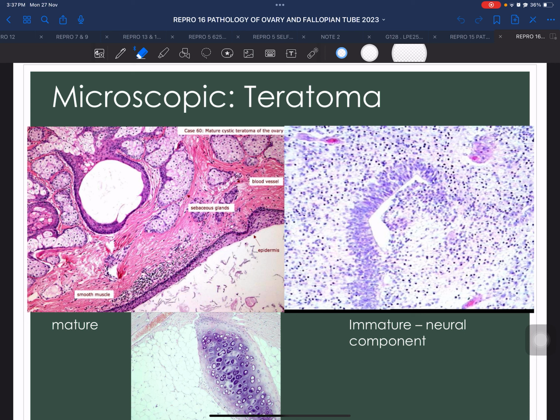On the right hand side, you have the immature cells. It doesn't form anything. It doesn't form any mature components. So this is the immature neural component in an immature teratoma.